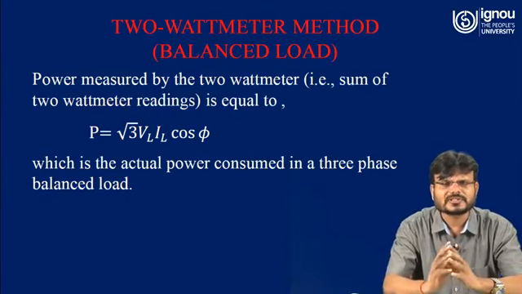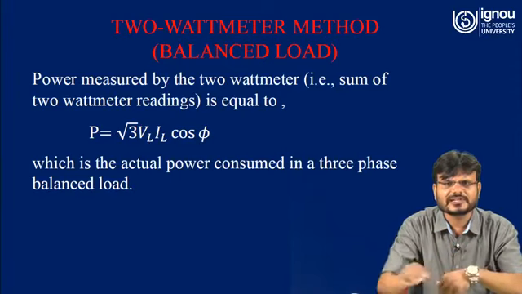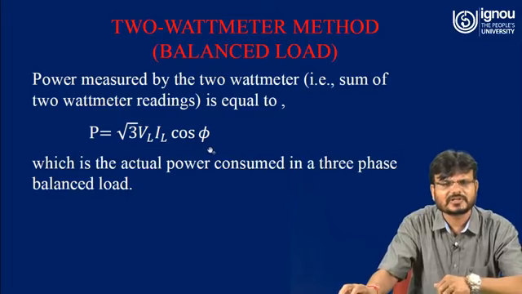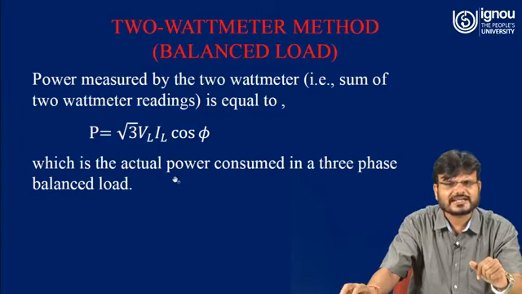Now we are going to discuss the two wattmeter method for the balanced load. The power measured by the two wattmeter method is basically the sum of the two wattmeter readings, which is equal to P equals root 3 VL IL cos phi. It has already been discussed in the previous lecture. So the total power in a three-phase system is what? P equals root 3 VL IL cos phi, where VL is the line voltage, IL is the line current, and cos phi is the power factor. So this P is the actual power consumed in the three-phase balanced load.